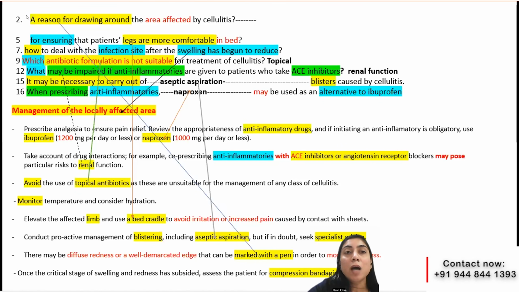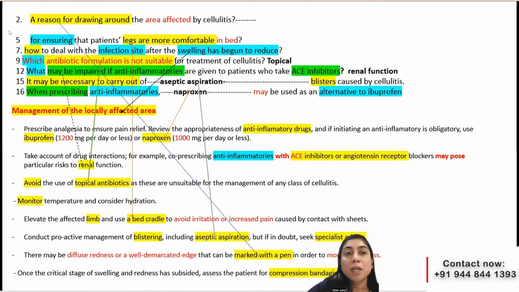Then the 7th one, have to deal with the infection site after the swelling has begun to reduce. This is the management of the locally affected area. This is how to deal, the management. Then the 12th one, what may be impaired if anti-inflammatories are given to patients who take an ACE inhibitor. Anybody have doubt about this one? This is also given directly.